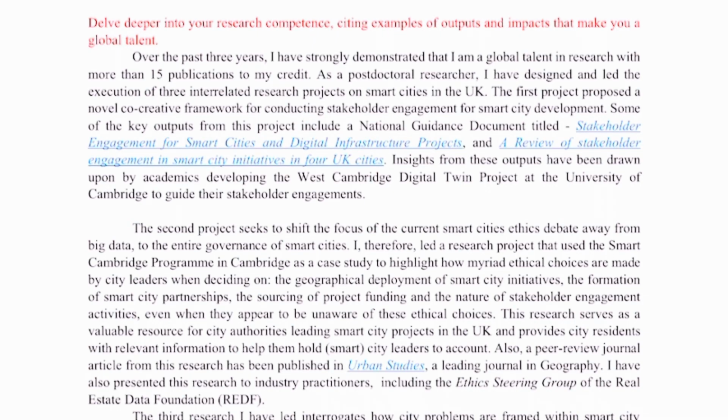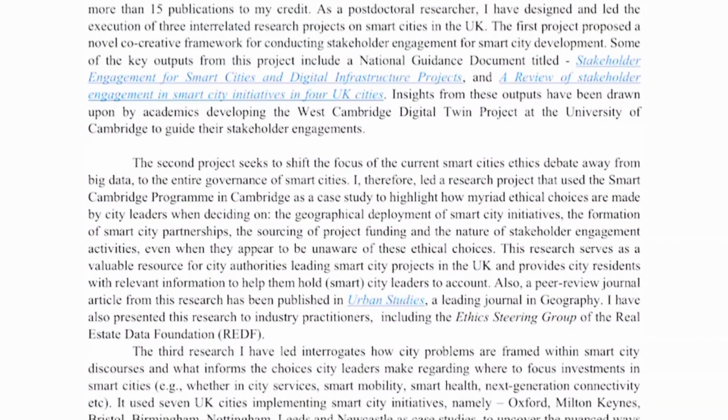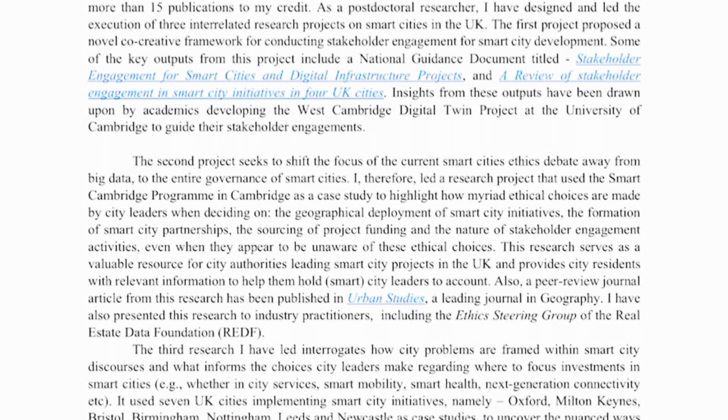So I said, for example, that over the past 3 years, I've strongly demonstrated that I'm a global talent in research with more than 15 publications to my credit. I mean, it's important I mention that because that also shows the contribution I'm making towards the scholarly community.